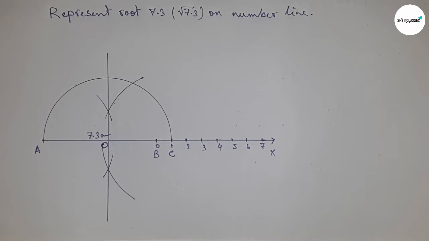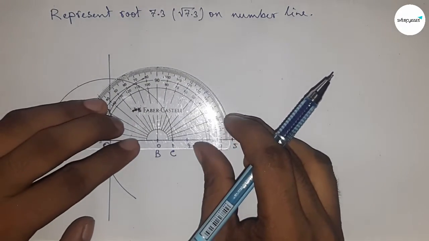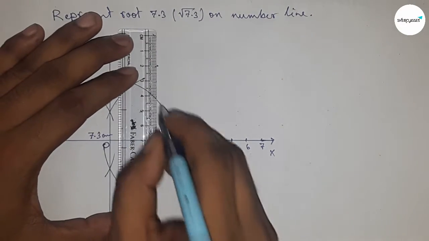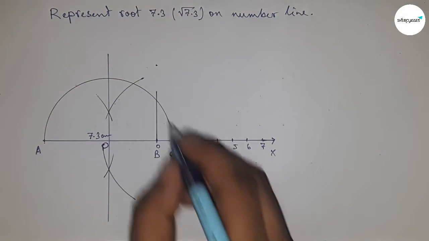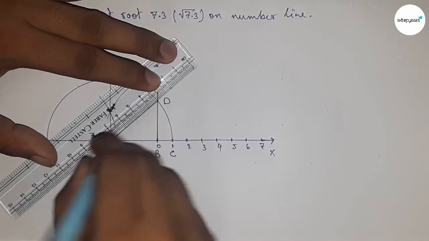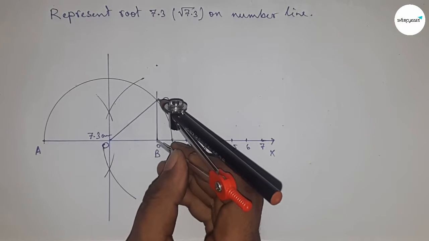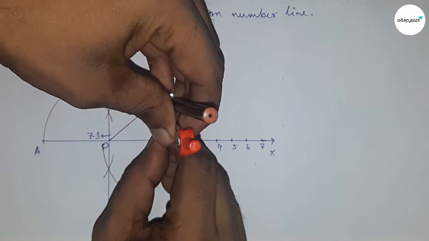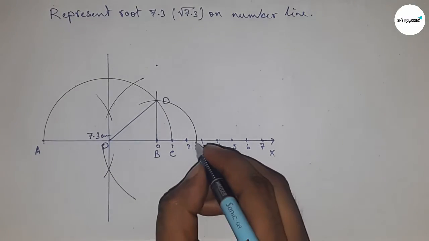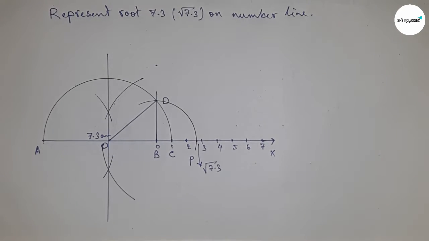Okay, next, construct a 90 degree angle at the point B using a protractor. So now join this, which meets the semicircle at a point D. Okay, next, join this. Now take the length BD with the compass and draw an arc which meets the number line at a point P, and this is the representation of root 7.3 on the number line.